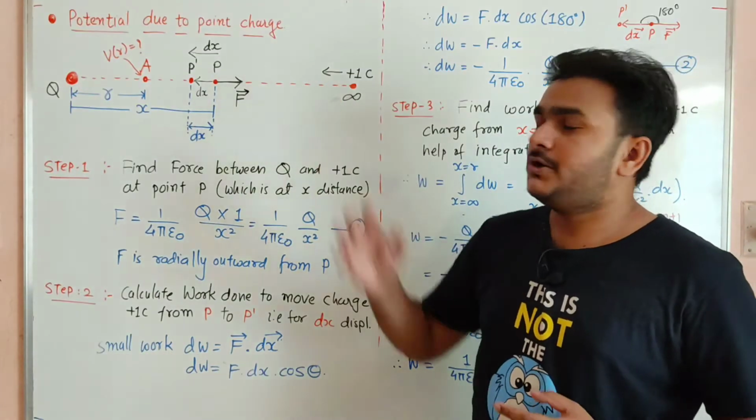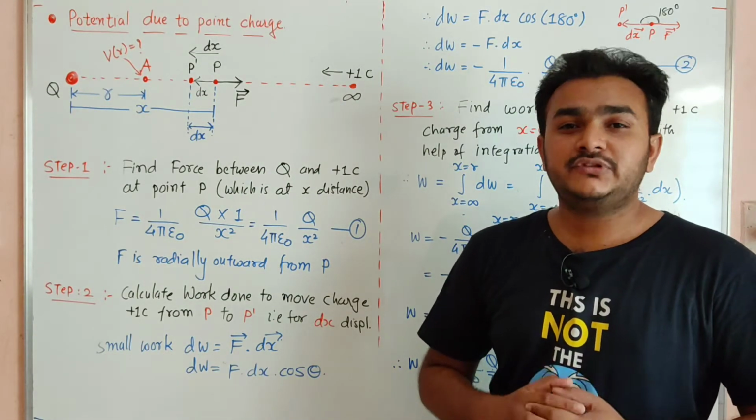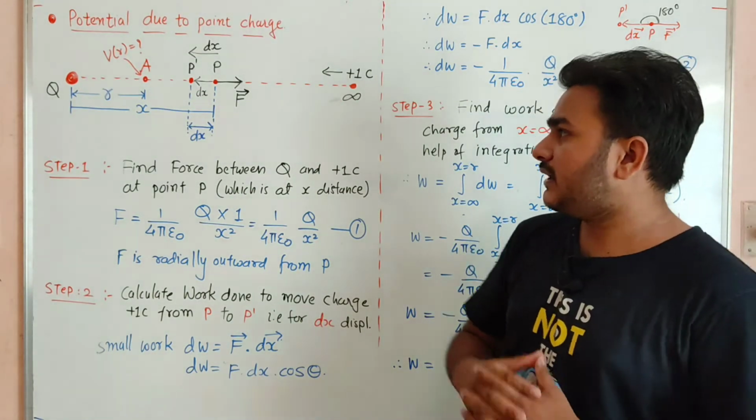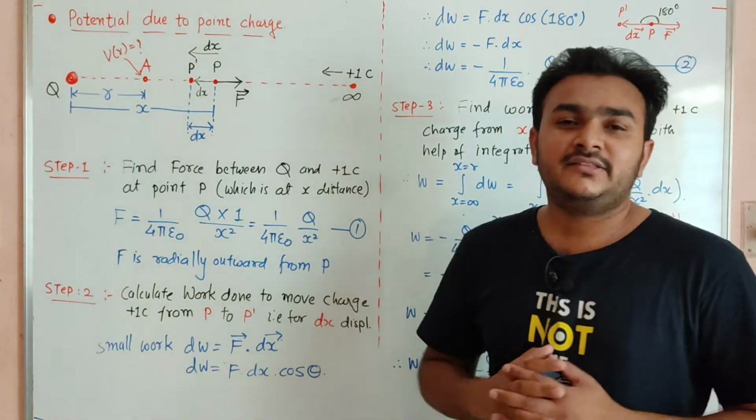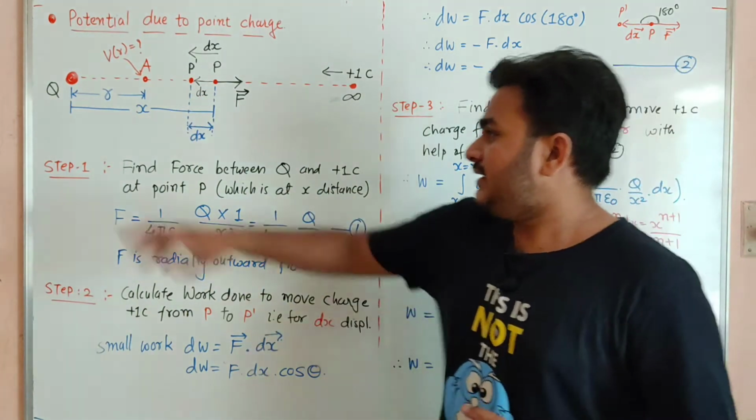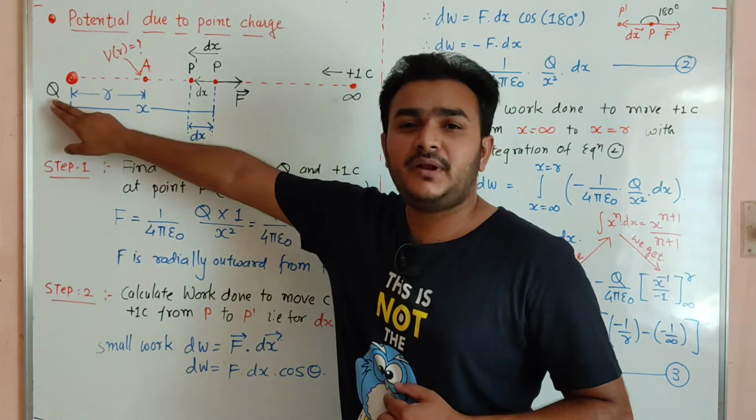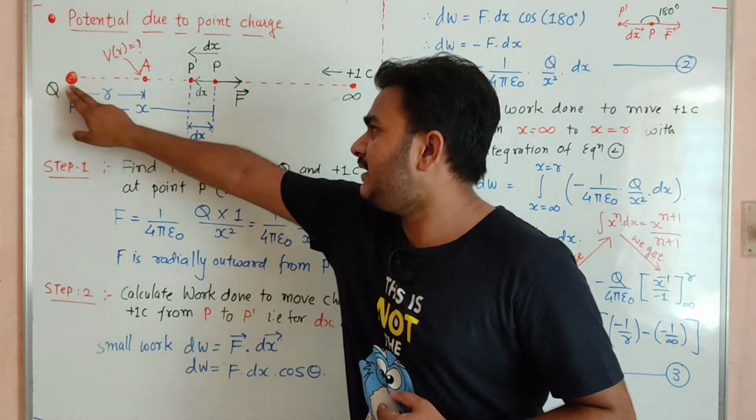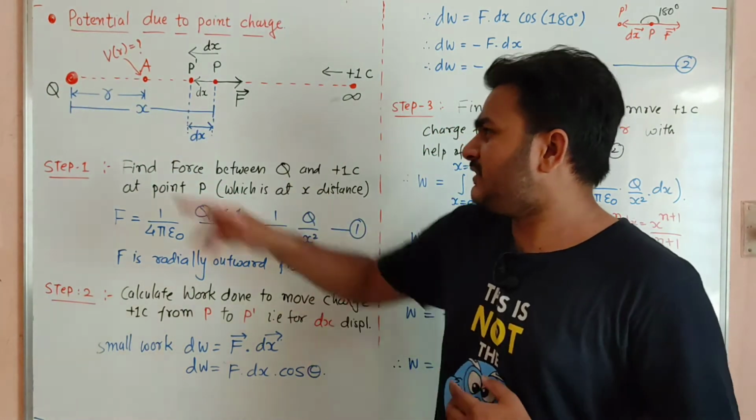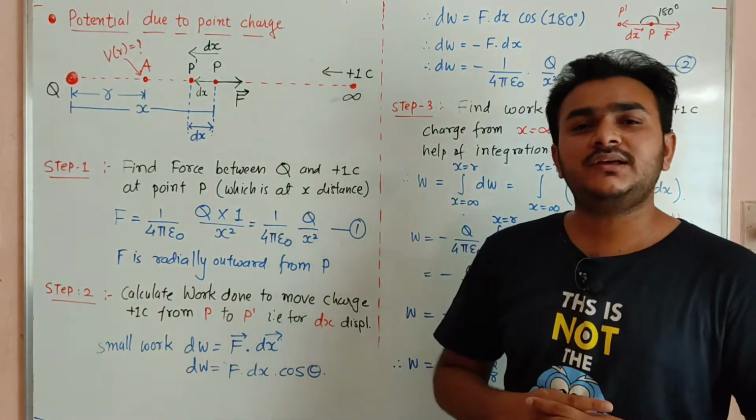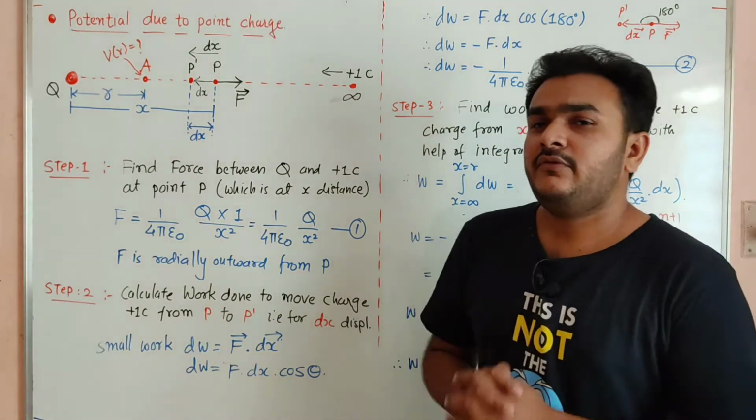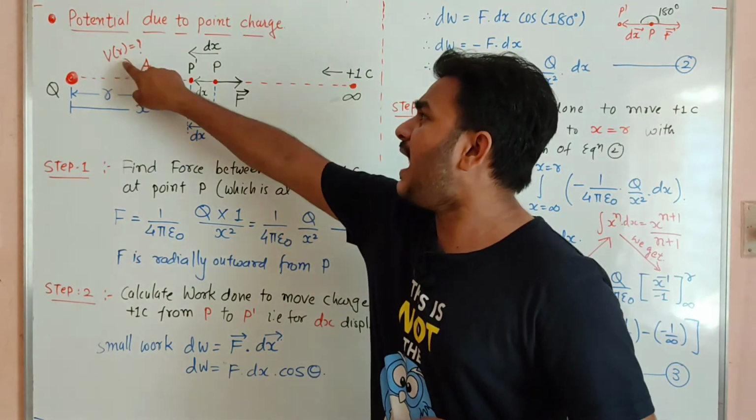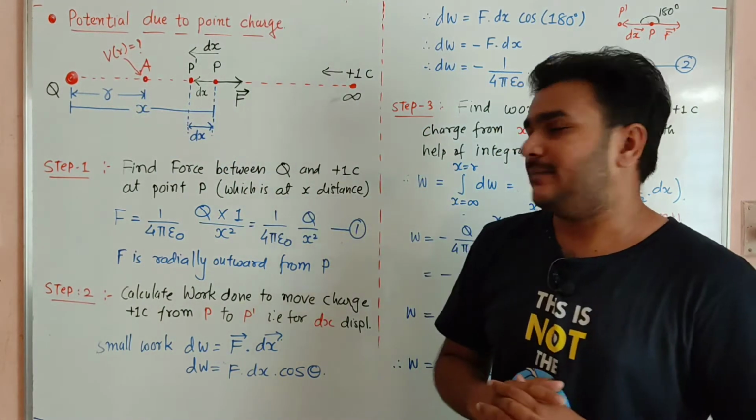The equation of potential due to a point charge can be derived using four simple steps. For that, let us consider the figure shown here. Here we want to find the potential due to the plus q charge, at point A, which is located at a distance r from the charge. So basically we want to find V of r at point A.